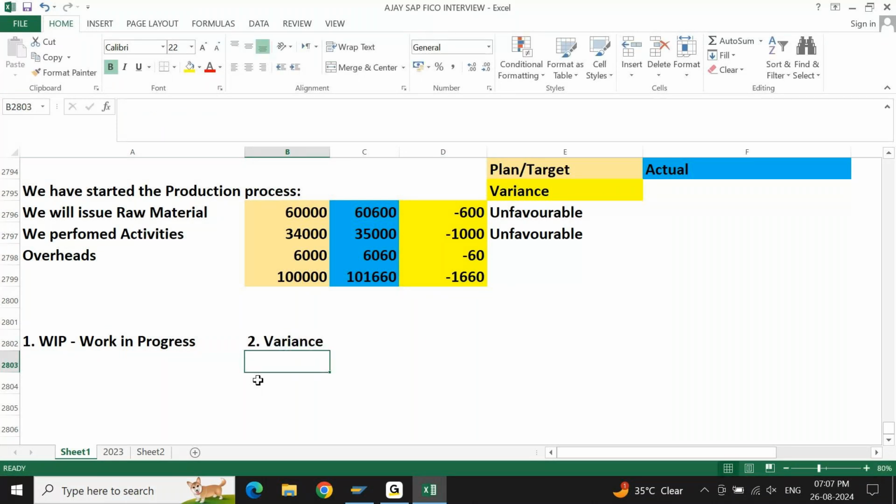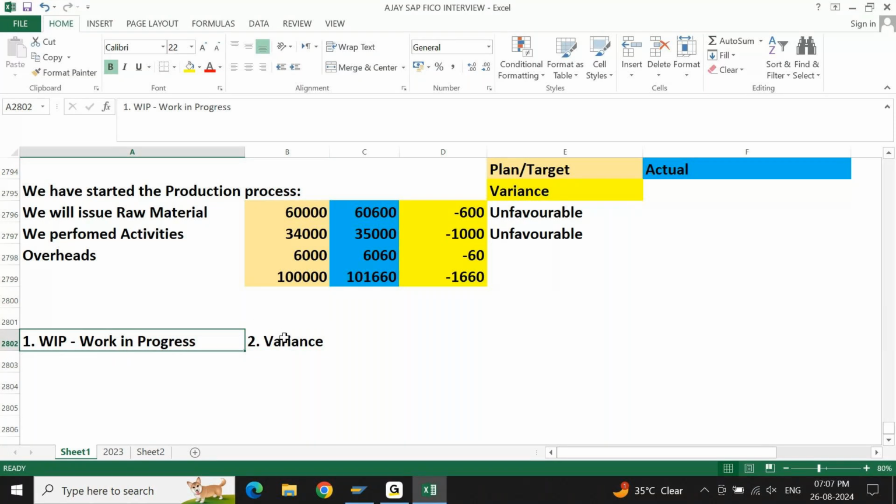Okay, point number one, work in progress. Point number two, variance. Now, this work in progress, this variance is always the same number. Now, you have something called difference. Can I call variance a difference?